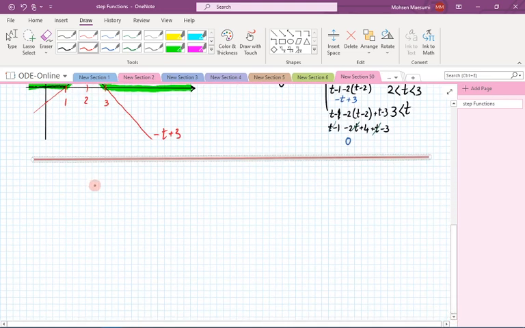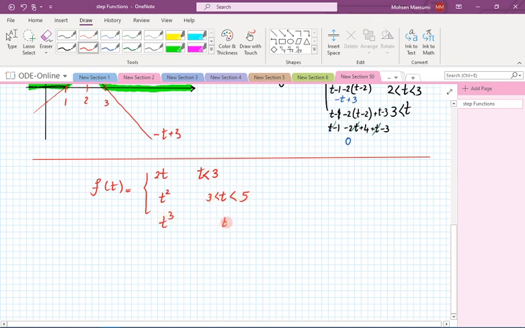So I'm going to just make up some functions, say f of t. Say this is t for t less than, let's say 2, then it is 2t for t less than 3 seconds, and then it is t squared for t between 3 and say 5 seconds, and say it is t cubed for t between 5 and say 8 seconds, and say it is 1 for t after 8 seconds. So lots of pieces here. So this is a piecewise defined function.